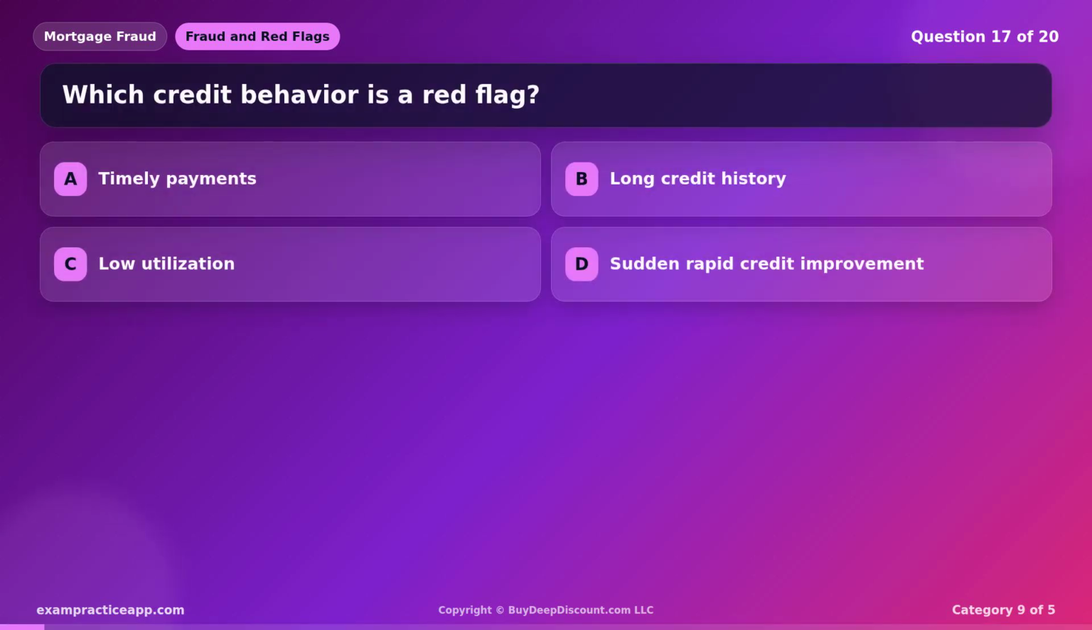Question 17. Which credit behavior is a red flag? Option A, timely payments. Option B, long credit history. Option C, low utilization. Option D, sudden rapid credit improvement. Take a moment to choose your answer. The correct answer is option D, sudden rapid credit improvement. Explanation. Rapid score changes may indicate manipulation.